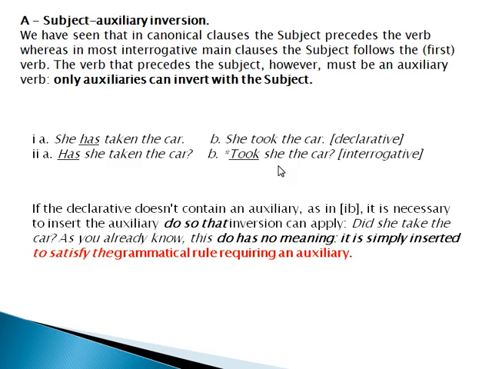If the declarative does not contain an auxiliary, as in 1b, it is necessary to insert the auxiliary do, also known as did. Many people approach do, did, does as if they were three different instances. In fact, they are only one instance. They are do, and its past, and its third person singular form. Students sometimes get confused because of this.